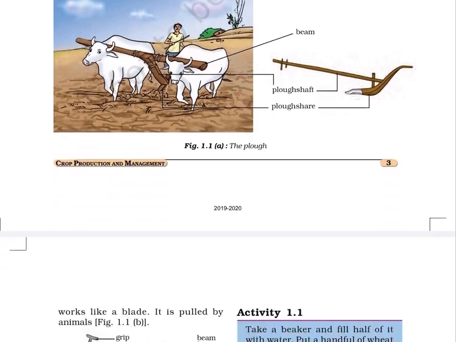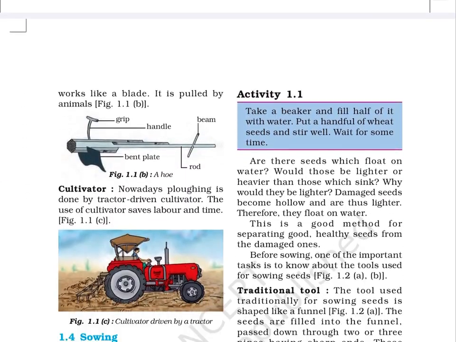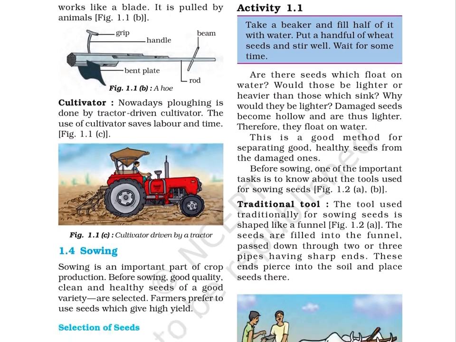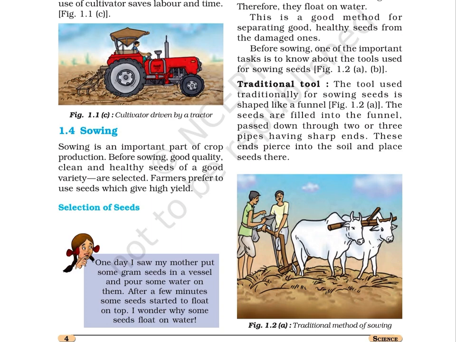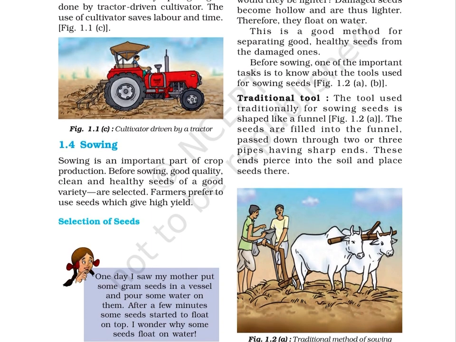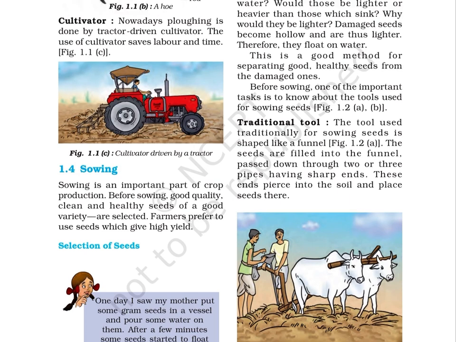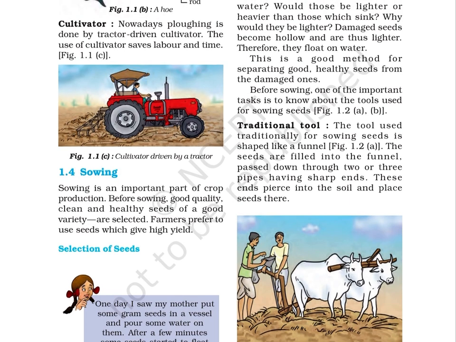Figure 1.1b. A hoe. A hoe has a grip, a handle, beam, bent plate, and a rod. Cultivator. Nowadays, ploughing is done by tractor-driven cultivator. The use of cultivator saves labor and time, as shown in Figure 1.1c. In this figure, we have a cultivator driven by a tractor.